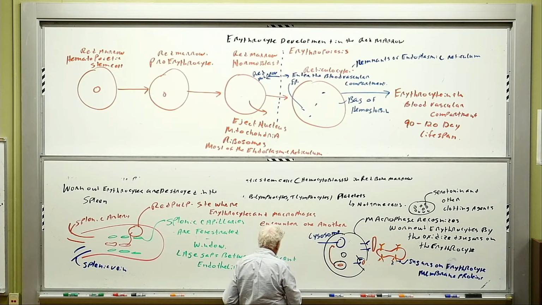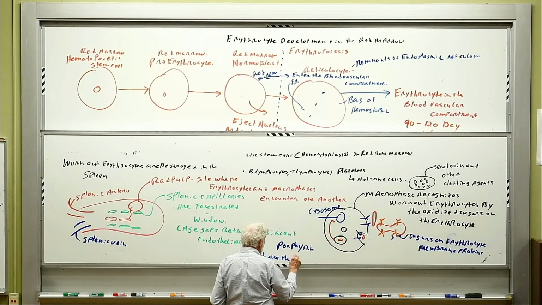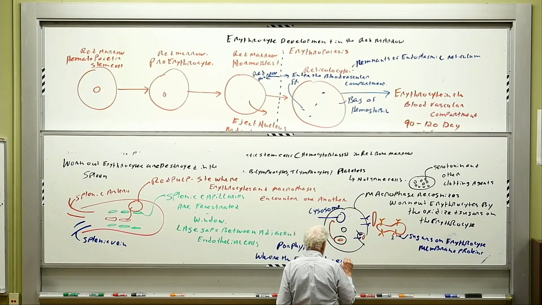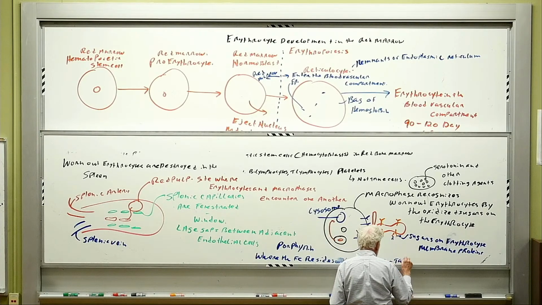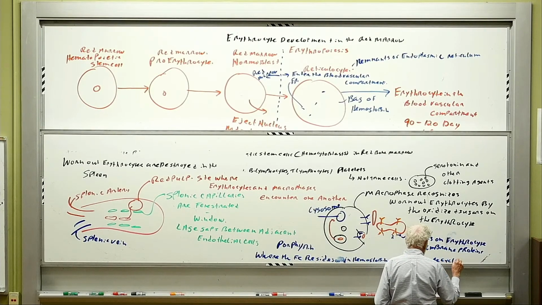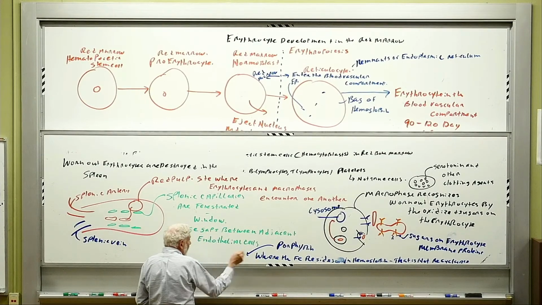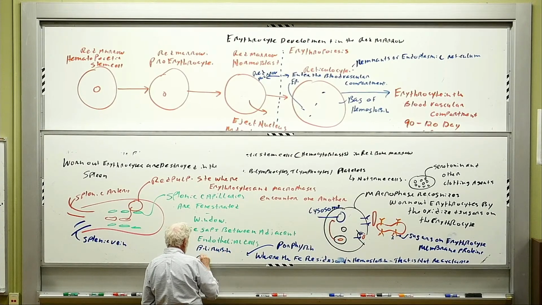But there's something called a porphyrin ring. It's the porphyrin ring where the iron resides in hemoglobin that is not recyclable. It becomes a waste product, and this porphyrin ring becomes a waste product that goes out as bilirubin and biliverdin.